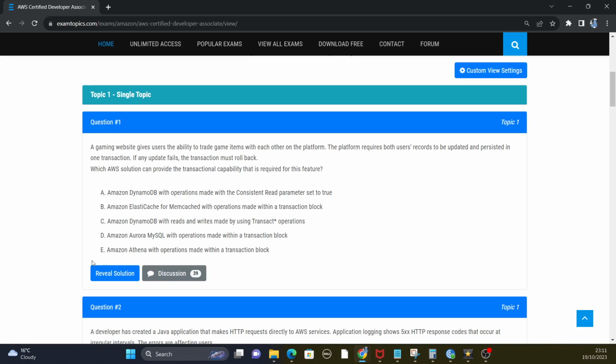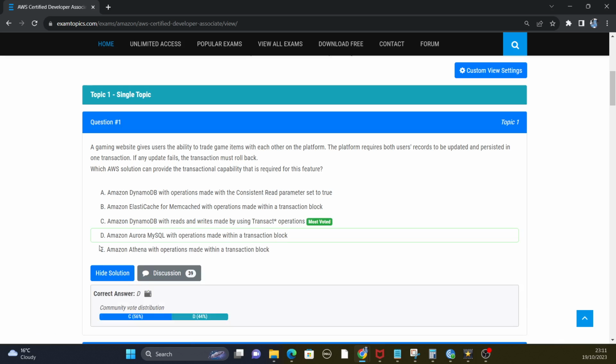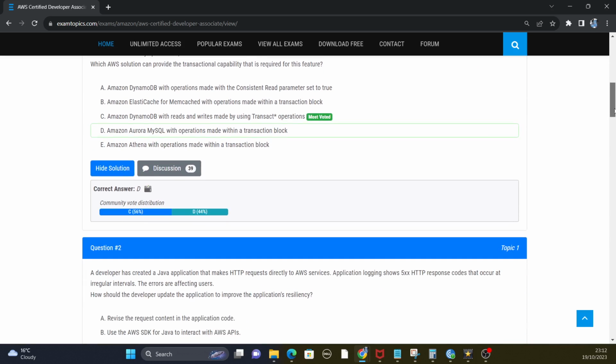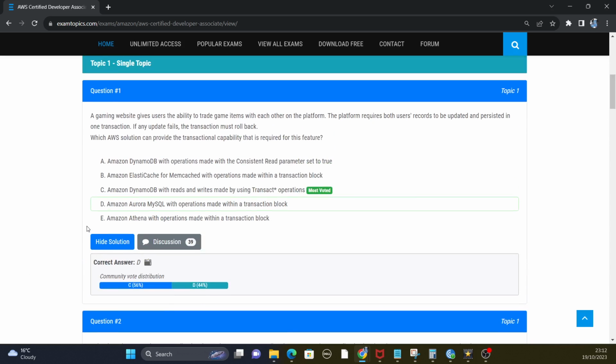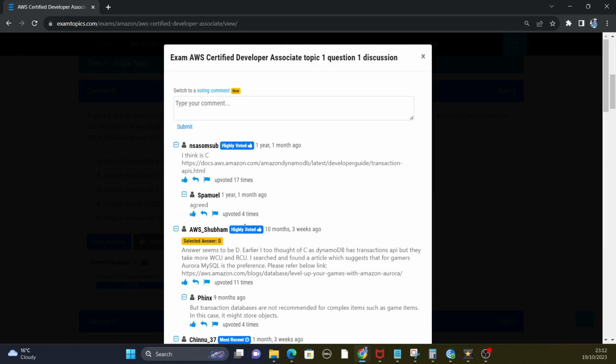Okay. But if you click on review solution, you will see that the answer that is given by exam topics is answer number D. That is Amazon Aurora MySQL operations made within a transaction block. And if you look at it, there is no explanation why the answer D was selected. Okay. And there is no explanation why the other answers were wrong. If you click on discussion, you might get some logic behind this. However, the discussions are done by regular people, so you can't rely on it.